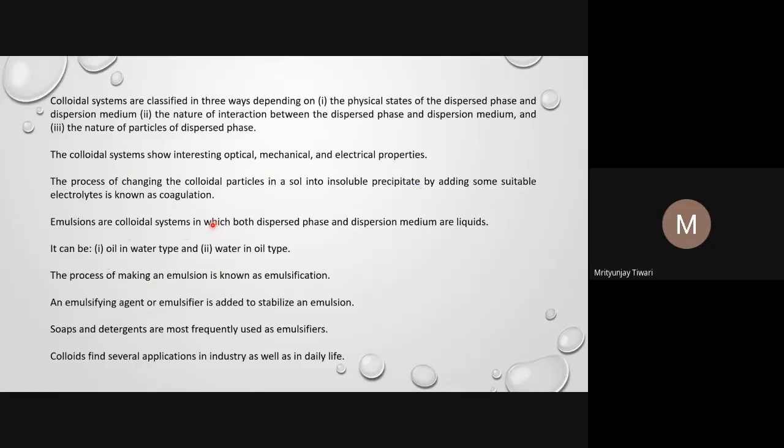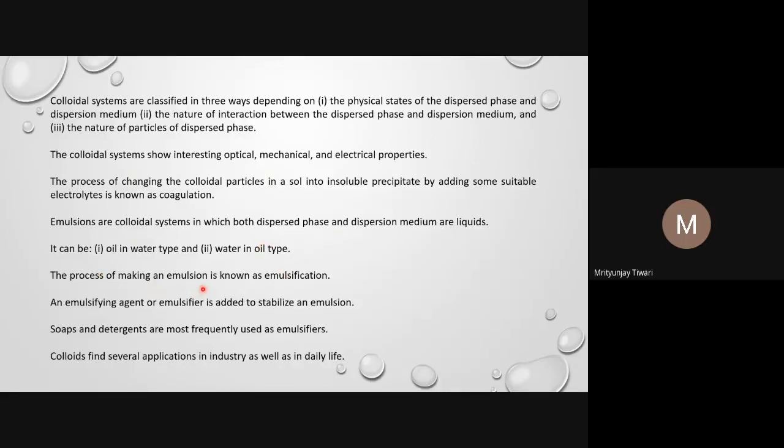Emulsions are colloidal systems in which both the dispersed phase and the dispersion medium are liquids, and the emulsion can be of two types: oil in water type and water in oil type. In oil in water type, oil is the dispersed phase and water is the dispersion medium. Water in oil type means water is the dispersed phase and oil is the dispersion medium. Examples we have just seen.